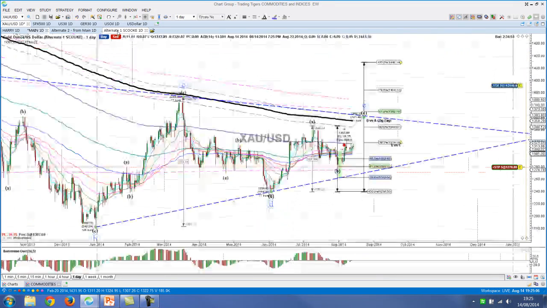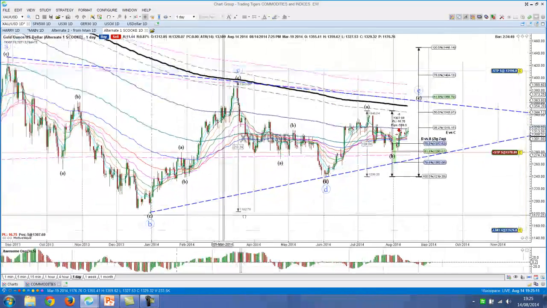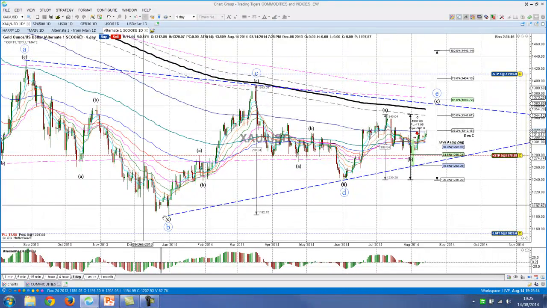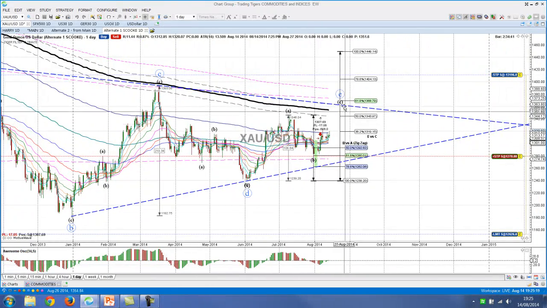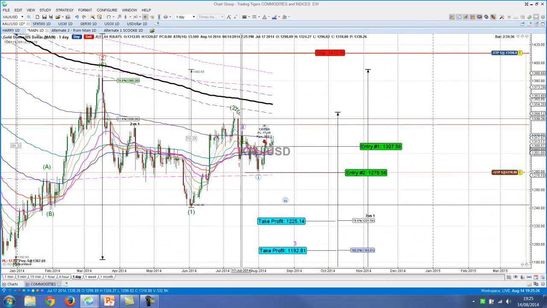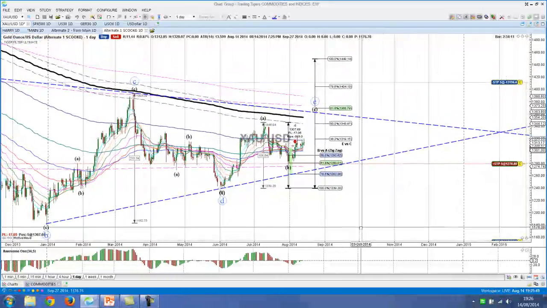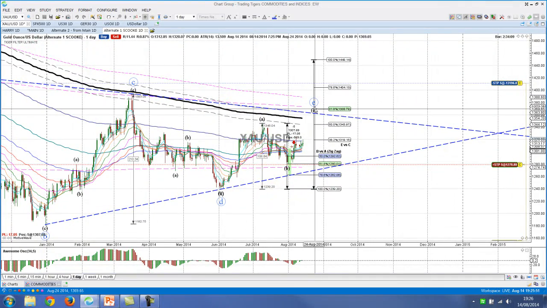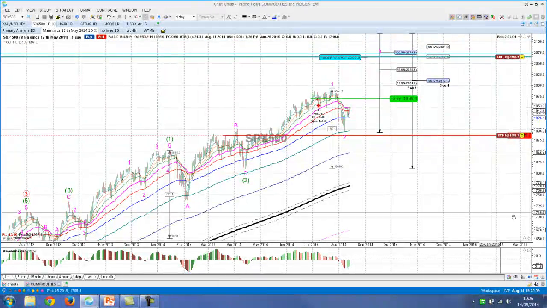If we go to the alternative count, we can actually see not much change. We're in that ABC, that triangular kind of position. There's A, B, C, D, E. We need the price to go up and then come down. But as you can see on the main count, we're just looking for the movement down, as I mentioned to you. But of course, we need price to go back up to complete the E and then go all the way down.